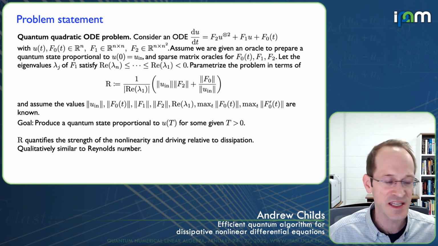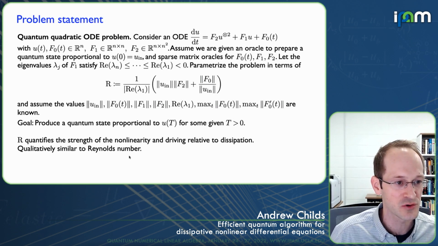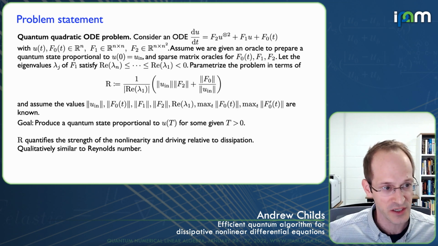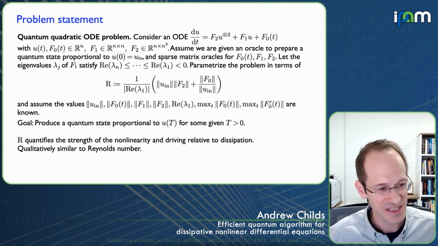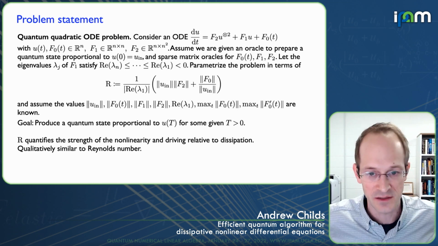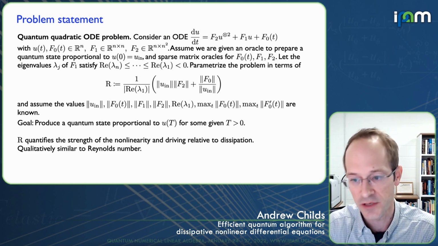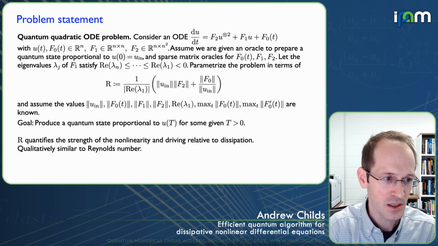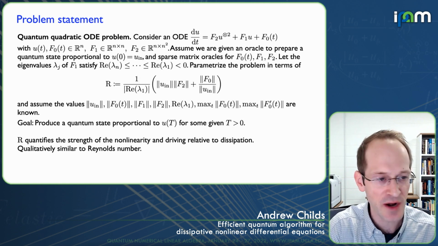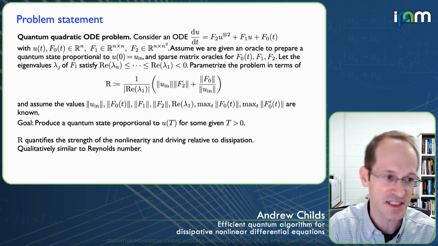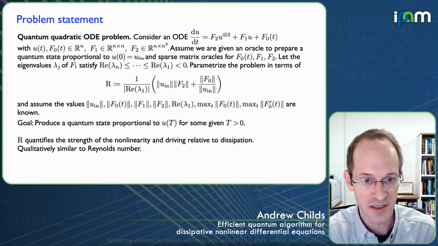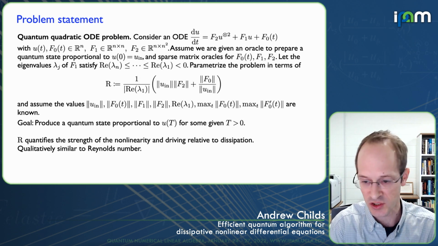And so you can think about this as being qualitatively similar to, although maybe not exactly the same as, the Reynolds number in the nonlinear equations of fluid dynamics. But it's something that we can use to characterize fairly general systems of nonlinear differential equations. Okay, so that's the parameter that we're going to use to characterize the easiness or hardness of this quantum nonlinear differential equations problem.